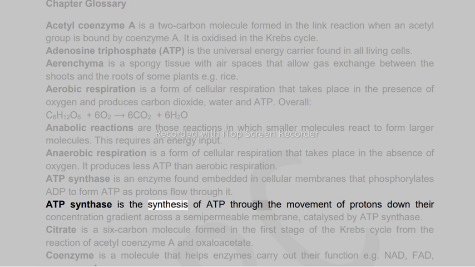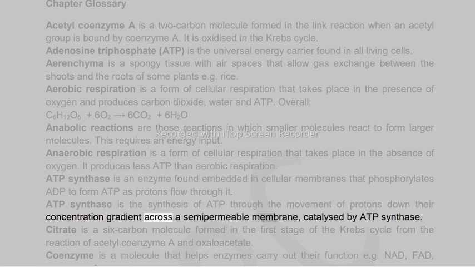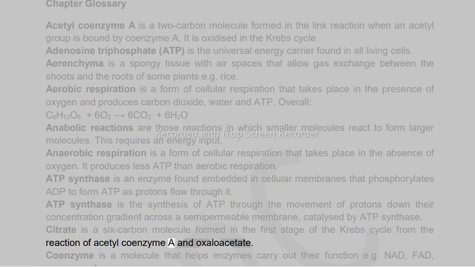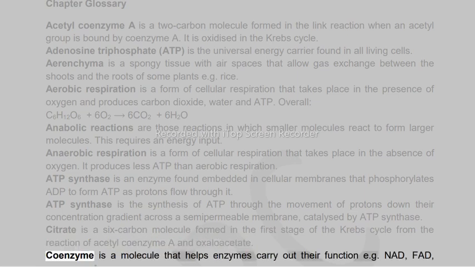ATP synthase is the synthesis of ATP through the movement of protons down their concentration gradient across a semi-permeable membrane, catalyzed by ATP synthase. Citrate is a 6-carbon molecule formed in the first stage of the Krebs cycle from the reaction of acetyl coenzyme A and oxaloacetate. Coenzyme is a molecule that helps enzymes carry out their function, e.g.